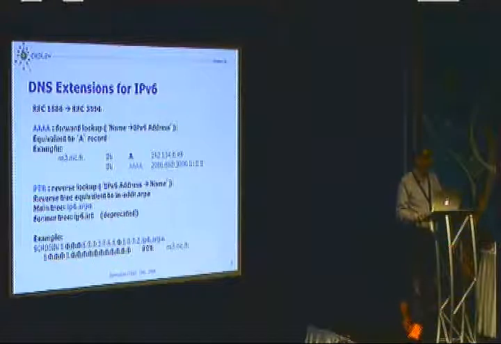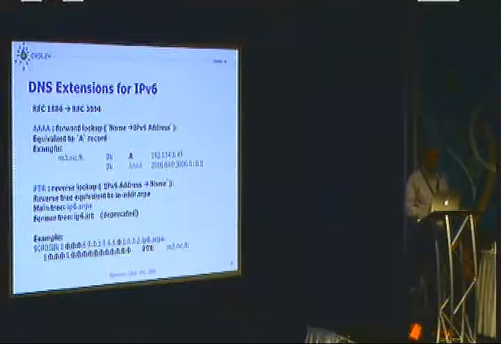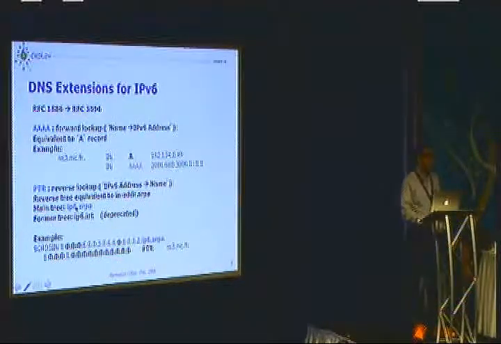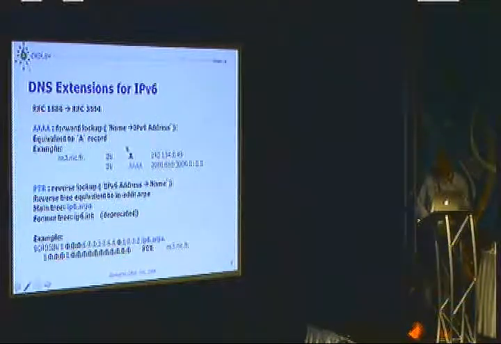PTRs are a bit complex because you ask in the reverse sequence. So you have this address. You don't ask for this address. You ask for the address in the reverse order. To identify if you are using V6 or V4, it just changes. Everything is under the .ARPA tree. For V4 it is in-addr.arpa, and for IPv6 it is ip6.arpa. So we put the address in a reverse order, and we append ip6.arpa.